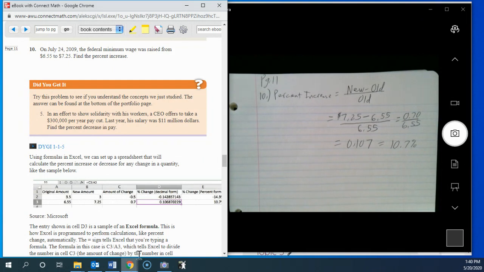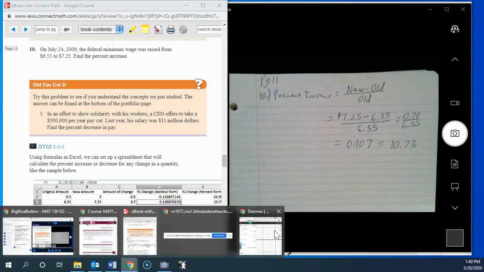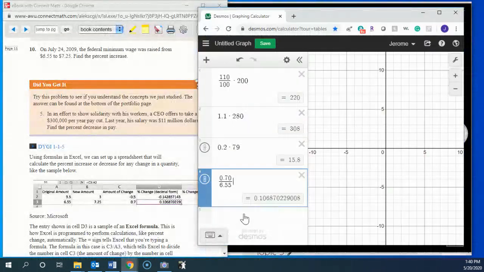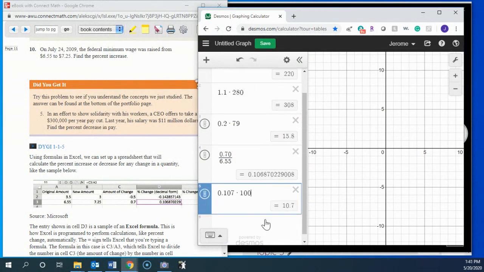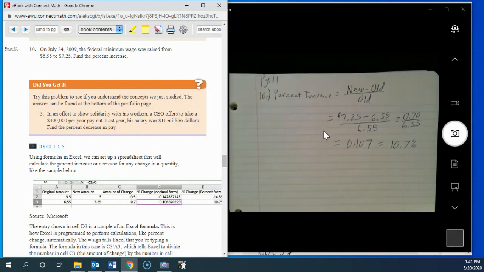Now, you could have moved the decimal 2 places to the right, or you could have taken your answer of 0.107 and then multiplied it by 100. And then whatever answer you get here, you'll put a percent sign behind it. All right.